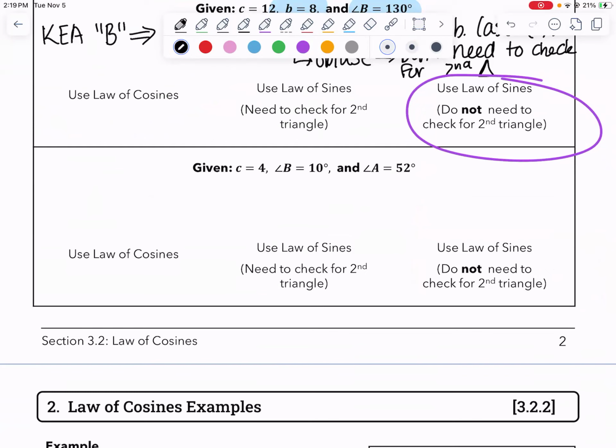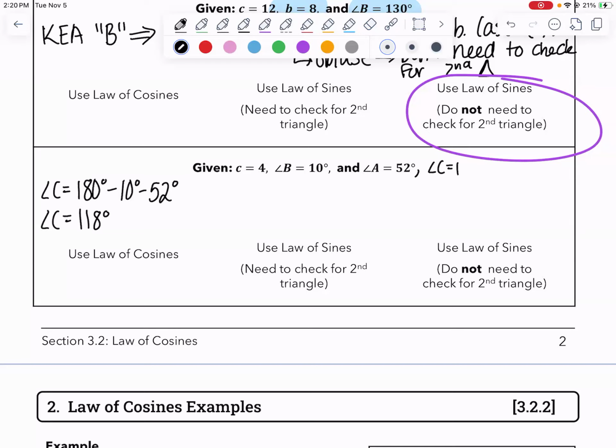Finally, side c is equal to 4, angle B is equal to 10 degrees, and angle A is equal to 52 degrees. Here, it doesn't look like we have everything, but because we started with two angles, we can easily find angle C. Angle C is just going to be 180 degrees minus 10 degrees minus 52 degrees, which is 118 degrees, if I did my mental math right.